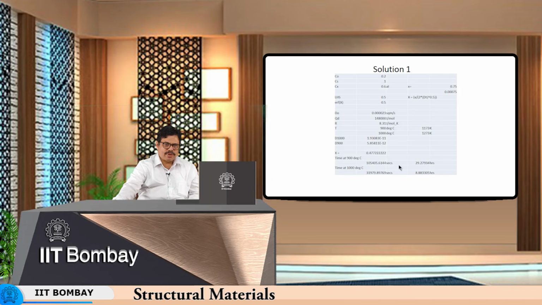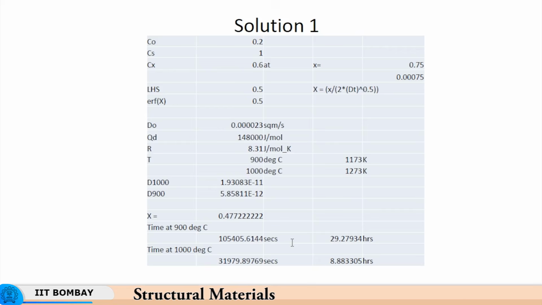C0 is 0.2, Cs is 1, and Cx is 0.6. So many meters, and then D0 turns out to be so much, because it is so much square meter, because it has 10 to the power minus 5. Then Qd is 148000. So all this data is given, and so the diffusivity at 1000 degrees centigrade is this much, and at 900 degrees centigrade it is a little less. So the diffusivity is an order of magnitude higher, not exactly, but significantly higher at 1000 as compared to 900.